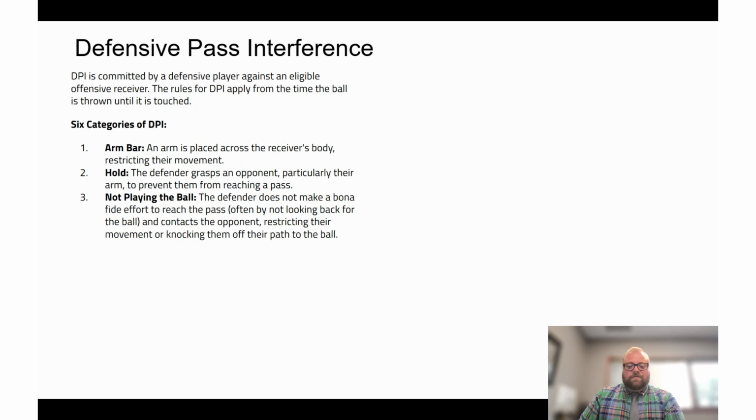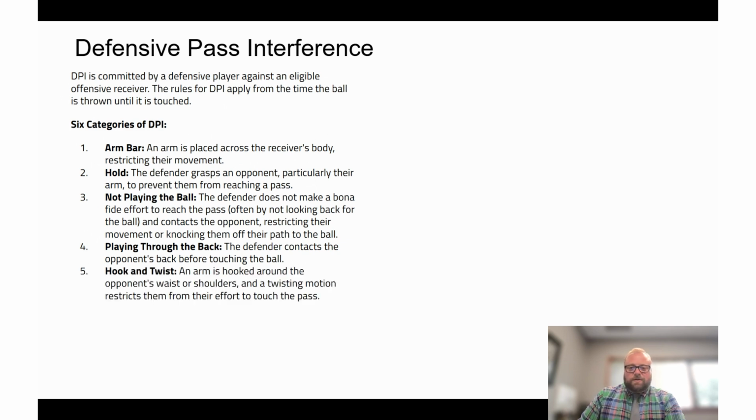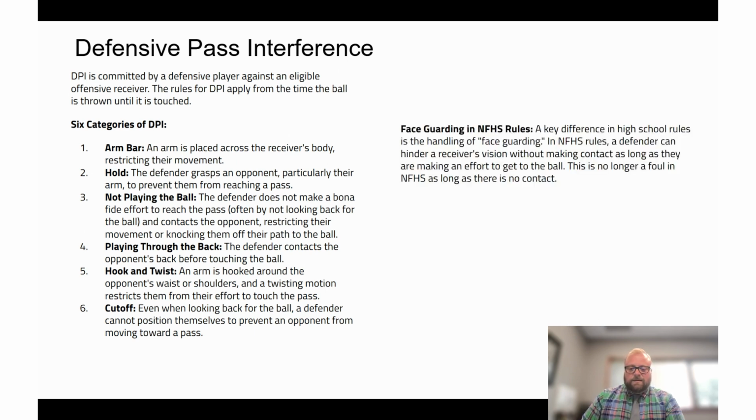Not playing the ball, the defender does not make an effort to reach the pass, often by not looking back for the ball, and contacts the opponent, restricting their movement or knocking them off their path to the ball. Playing through the back, the defender contacts the opponent's back before touching the ball. A hook and twist or a hook and turn, an arm is hooked around the opponent's waist or shoulders, and a twisting motion restricts them from their effort to touch the pass. And then a cutoff, where even when looking back for the ball, the defender cannot position themselves to prevent an opponent from moving toward a pass.